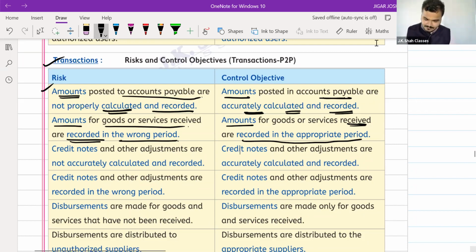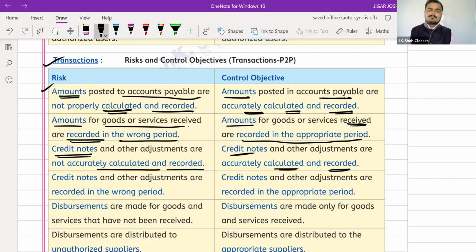Understood? Yes, sir. Suppose, my dear children, right now we have purchased the goods from a vendor, and now I want to return it. Yes, sir. So definitely credit note kind of documents are prepared, depending upon advance purchase or whatever may be the purchase. So the first risk also arises: the credit note we have generated is calculated wrongly. So what do you want as the positive side? Sir, only the same thing, sir. Credit note and other adjustments are accurately calculated and recorded.